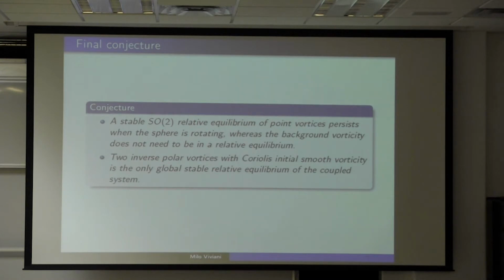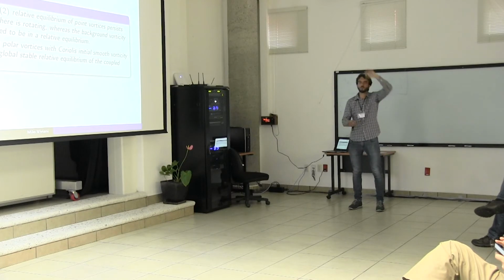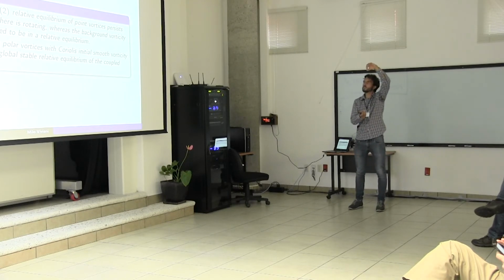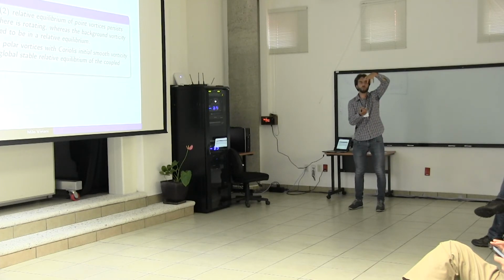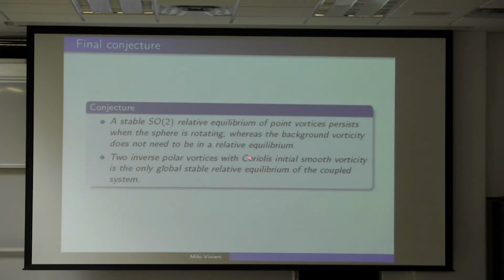Two inverse polar vortices on the two poles with the Coriolis initial smooth vorticity is the only... Well, this is not okay. This is wrong, cancel this. But I also wanted to say that to have a full equilibrium of point vortices and global vorticity, we need the vortices to be on the poles. Otherwise, we always see an interaction of point vortices and the global vorticity. And the initial vorticity has to be symmetric with respect to the rotation, so Coriolis or other spherically symmetric initial data.